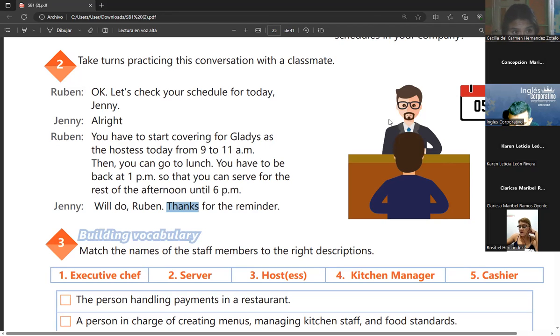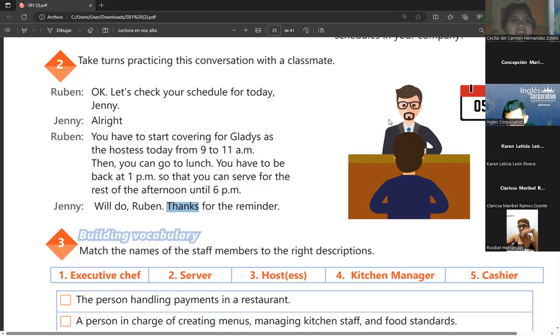You have to start covering for Gladys as the hostess today from 9 to 11 a.m. Then you can go to lunch. You have to be back at 1 p.m. so that you can serve for the rest of the afternoon until 6 p.m. Will do, Ruben. Thanks for the reminder. Reminder. Good. All right.